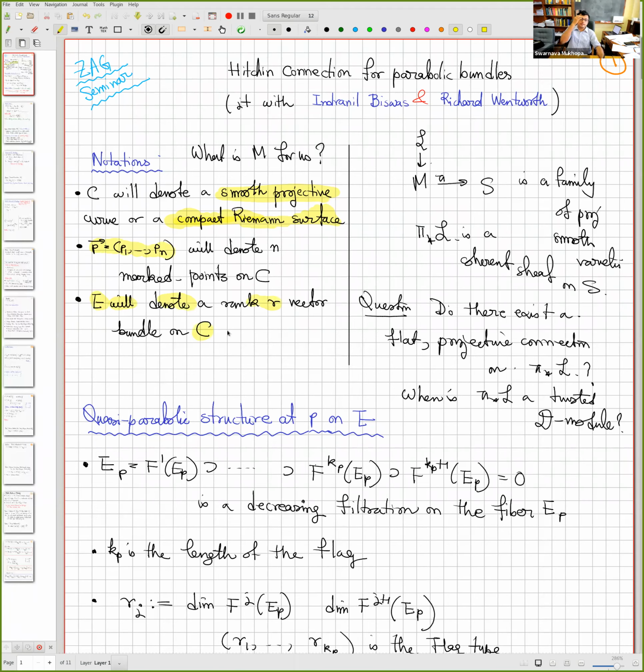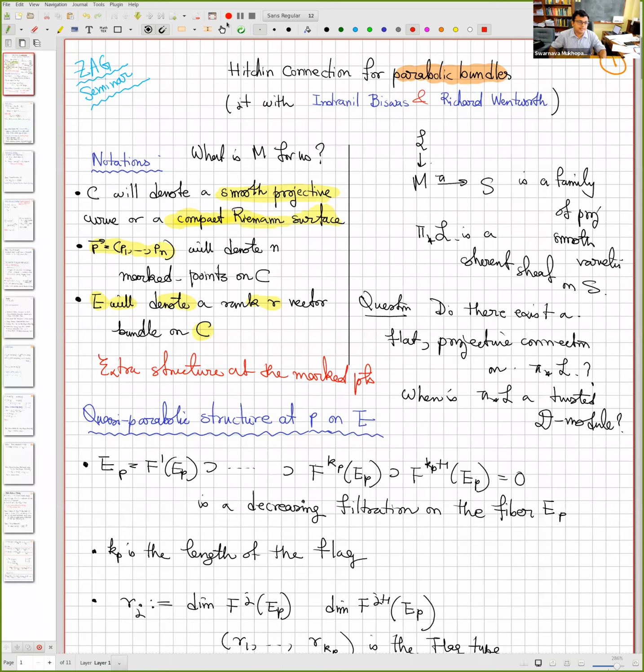Since in the title we have parabolic bundles, that means we need some extra structures at the marked points, because we have chosen some extra marked points here.